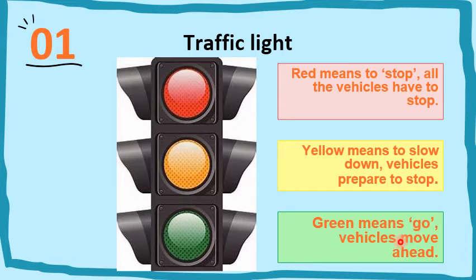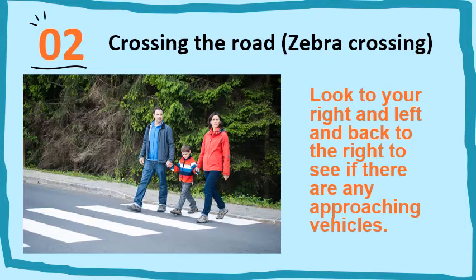Vehicles move ahead. So imagine yourself between the traffic light. You are on the road, and then you are ready to move. If you are ready to go, it means that the light is about to turn green. Okay, good. Next, we have the zebra crossing.